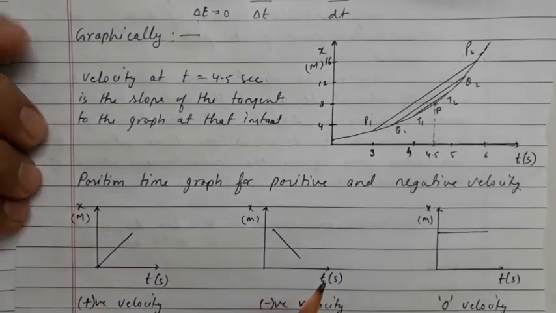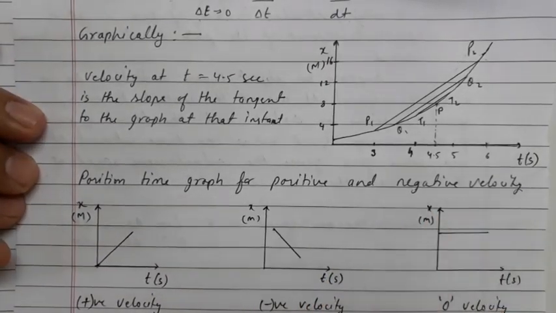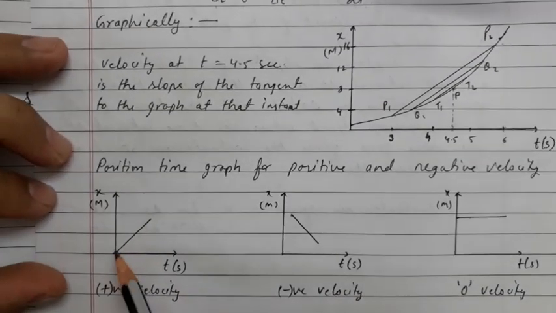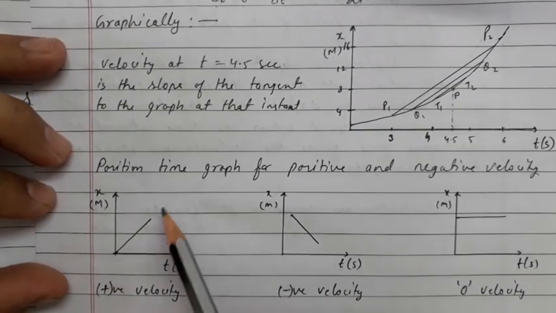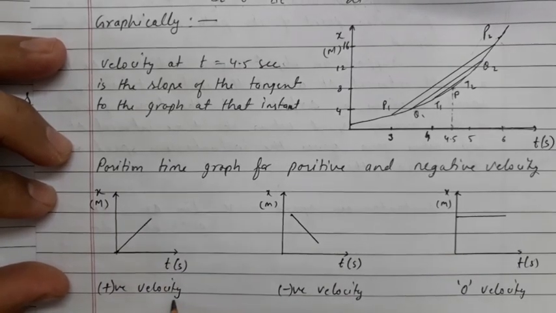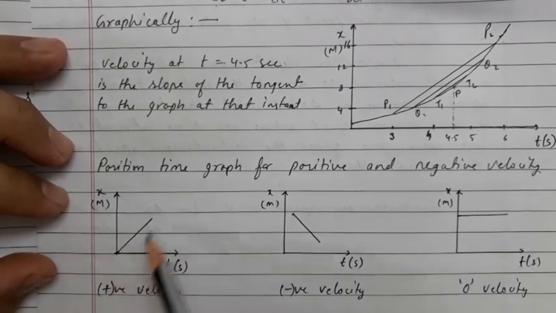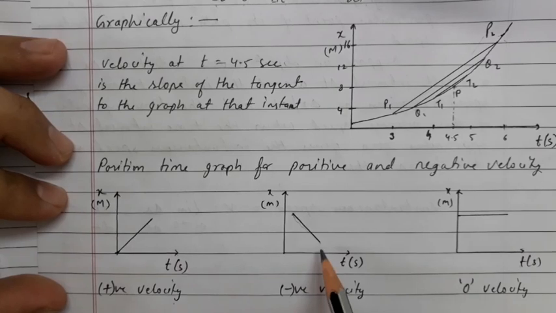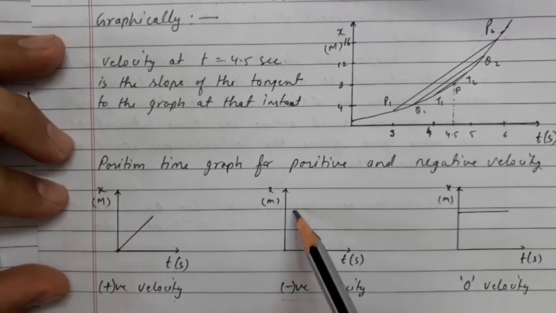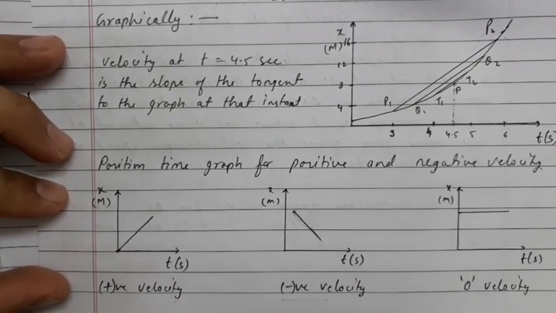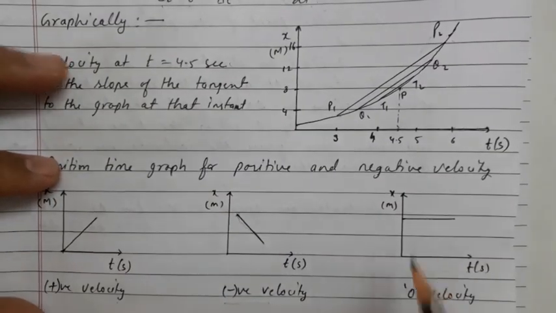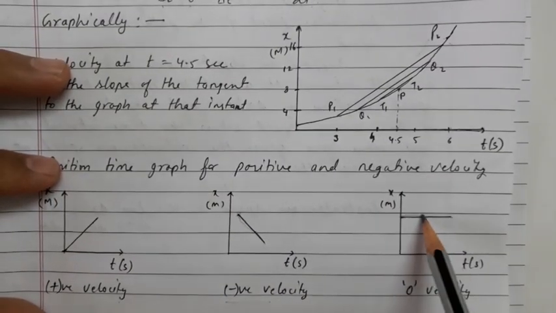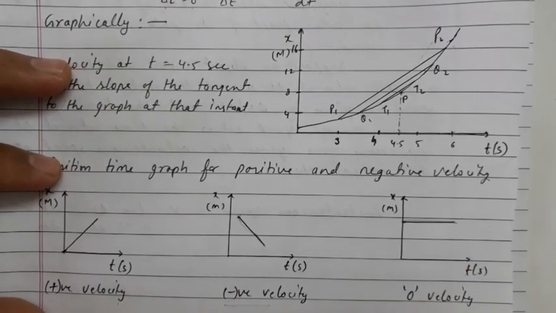Now comes the position time graph for positive and negative velocity. Suppose the distance is increasing in upward direction, that means distance is increasing, so we can say that it is a positive velocity because distance is increasing with respect to the time. Here the distance is reducing or the displacement is getting down, so here we can say that the object is losing its velocity, or it is considered as a negative velocity because displacement is reducing with respect to the time. And the third one is the zero velocity, in which the object is not moving, the object is at the position of rest. In that case there will be a zero velocity. So this is all about the graph.